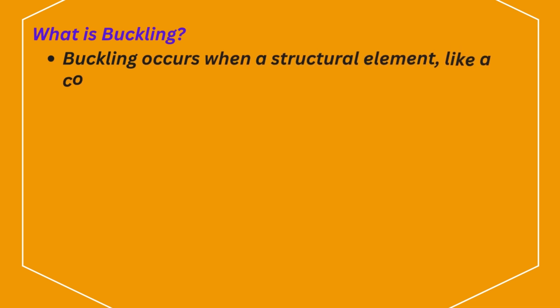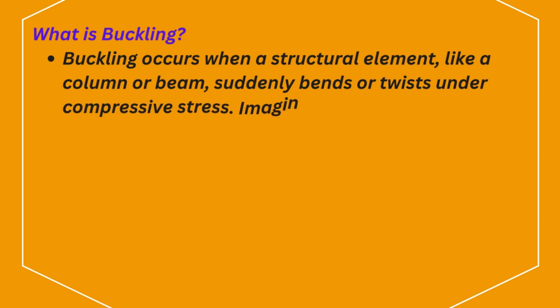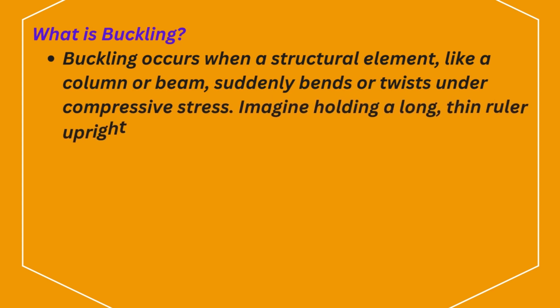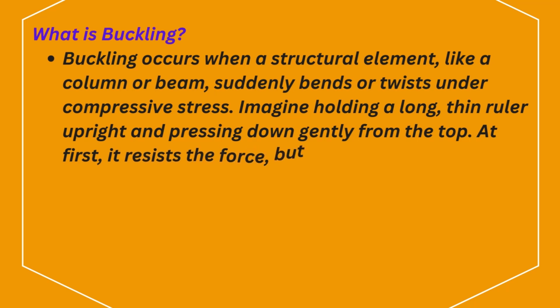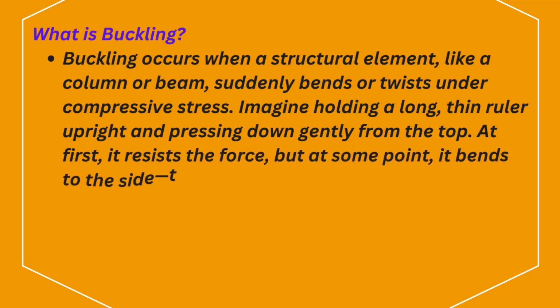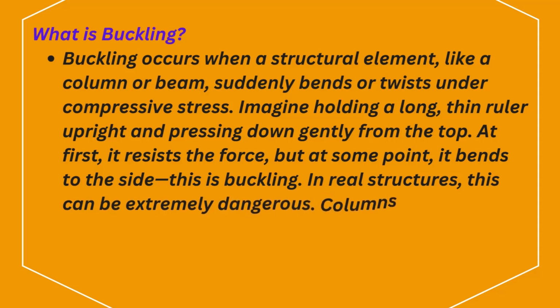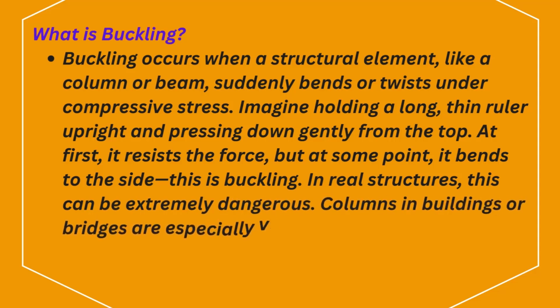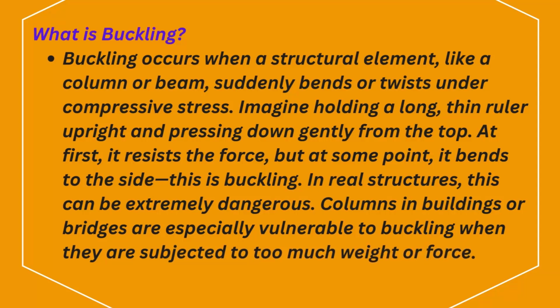What is buckling? Buckling occurs when a structural element, like a column or beam, suddenly bends or twists under compressive stress. Imagine holding a long, thin ruler upright and pressing down gently from the top. At first, it resists the force, but at some point, it bends to the side. This is buckling. In real structures, this can be extremely dangerous. Columns in buildings or bridges are especially vulnerable to buckling when they are subjected to too much weight or force.